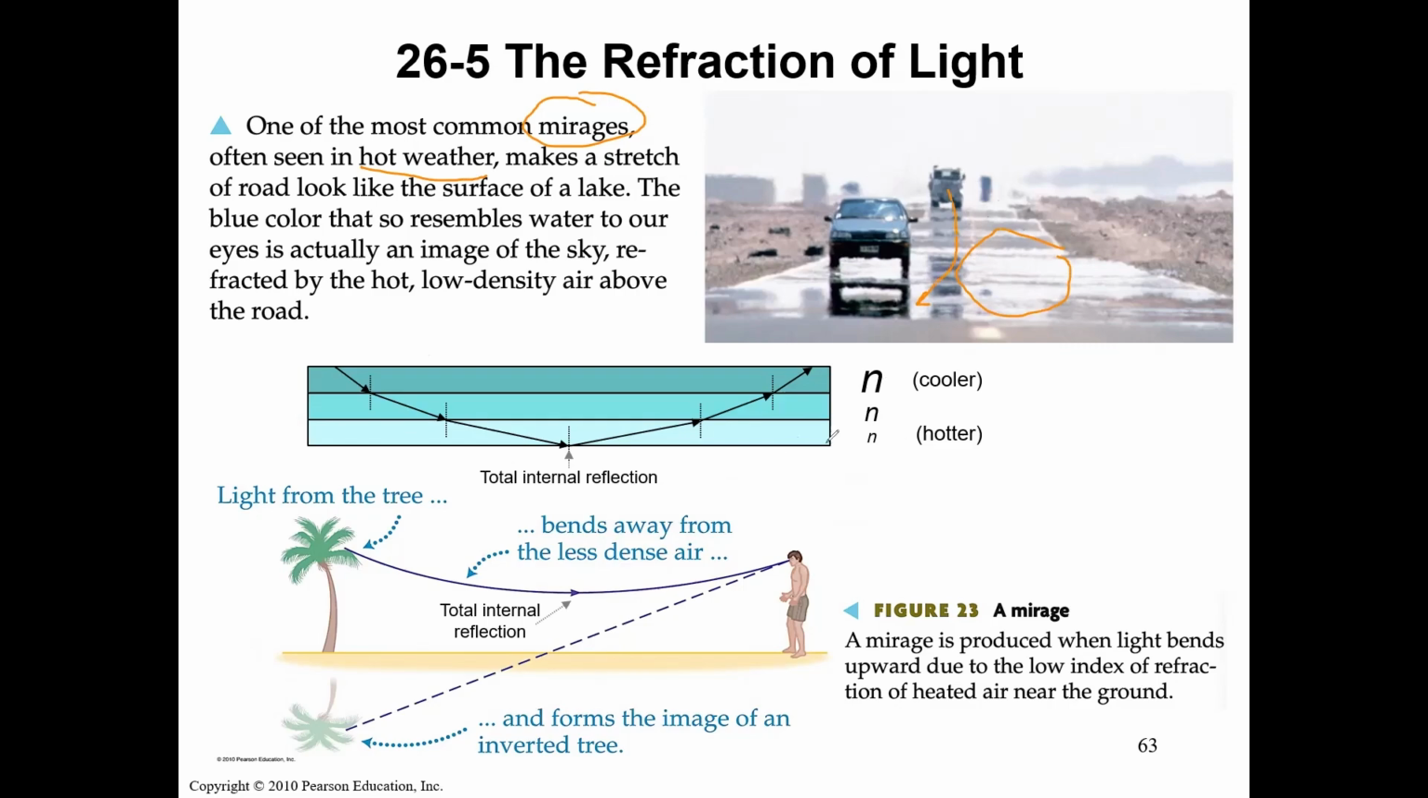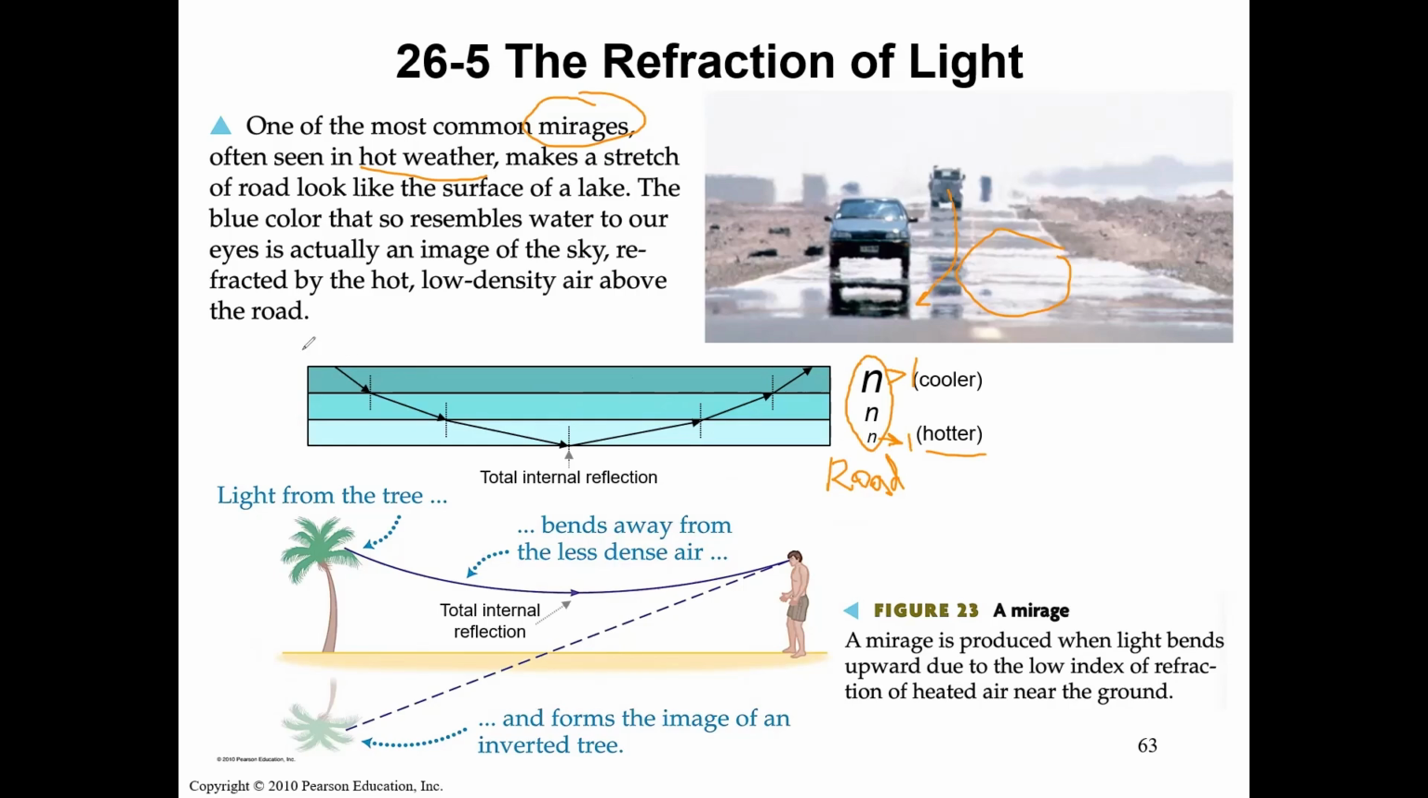So what happens is that you have hotter air near the road. When the air gets hotter, it gets less dense, and when it gets less dense, n will be closer to 1. For colder air, it will be dense, so n is larger than 1. So then you have a gradient of index of refraction like this.